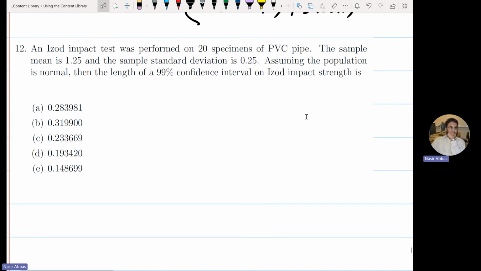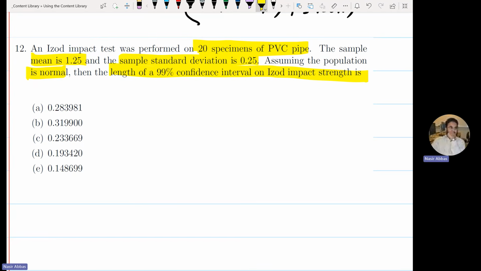An impact test was performed on 20 specimens. N is 20. The sample mean is this one, and the sample standard deviation is this one. Assuming that the population is normal, what is the length of the 99% confidence interval?